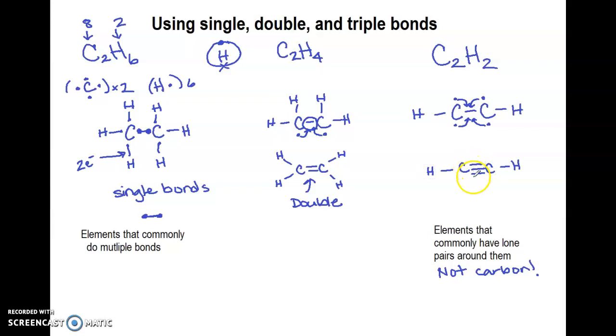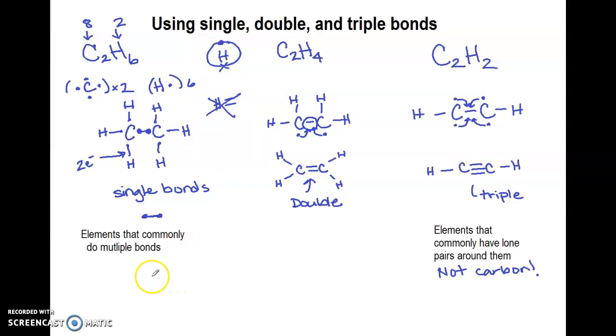So 2, 4, 6, 8. This carbon has a full shell, and this carbon has a full shell. And I'm drawing it this way to reflect the linear geometric shape according to VSEPR theory. So this is then a triple bond. So let's talk about elements that commonly do multiple bonds, because hydrogen doesn't do that. And that's because that would be 4 electrons. Remember, hydrogen only wants 2.